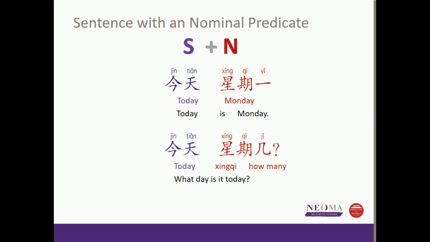For days of the week, we replace the number with the interrogative word 几, which asks for numbers around 10. 今天星期一. You can also say 今天是星期一. The question will be 今天星期几 or 今天是星期几. They're both correct. This is what we learned yesterday.